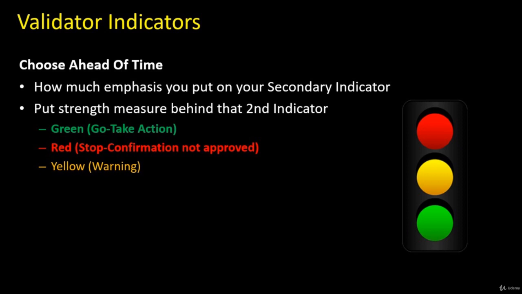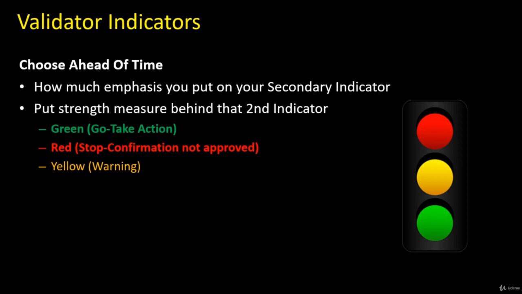And you could put a strength measure behind that secondary indicator. Here's a simple one. If the validator indicator says yes, the same thing, it confirms it fully. It's a go. Take action. Or it could be a hard stop. If it says no, the confirmation's not approved, I'm not trading at all because I need to have that confirmation. A yellow might be a warning sign as far as whether you're going to take action or not. It might be close but not fully there. Maybe that secondary indicator is giving some signals, let's say a buy signal, but you're still not fully comfortable with it.